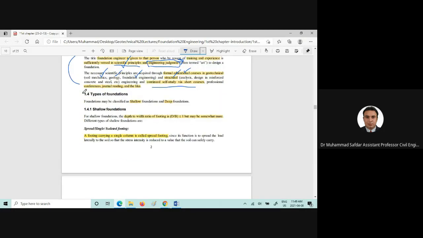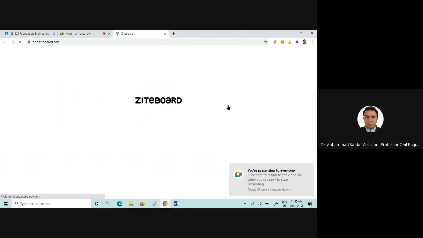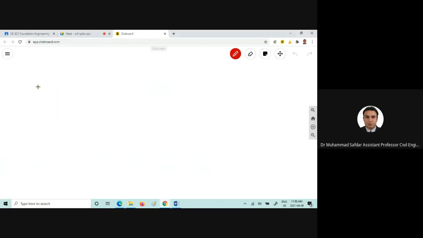Now, the next question which comes into our mind is, what are the different types of foundations? There are two types of foundations. One is shallow foundation. The other one is deep foundations. Now, the next question in our mind will be, what are the shallow foundations? So this is the surface of the soil, and if we are constructing a foundation here, this is the depth of the foundation, and this is the width of the foundation.